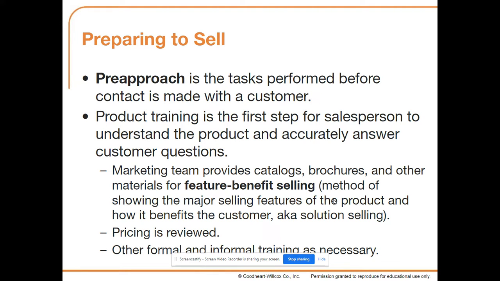The pre approach is the task performed before contact is made with a customer. So, prior to actually selling a product, there needs to be some steps taken by the salesperson in order to properly prepare to begin selling. Product training is the first step for a salesperson to understand the product and accurately answer customer questions. It's really important for the person who is involved in selling to actually know what the product is.